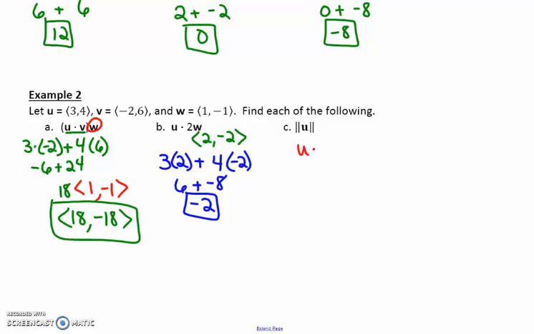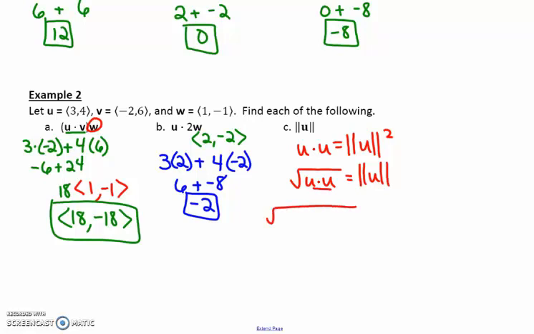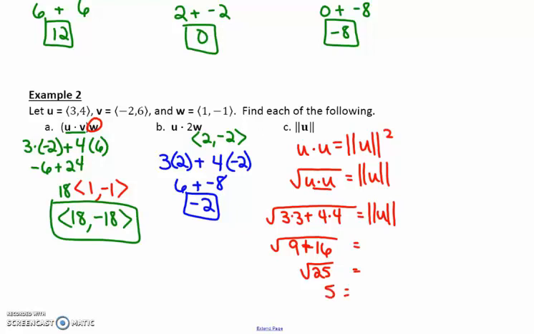So we know that that is the same thing as U times U if we square this. So that's like saying the square root of U times U. And then we can do that dot product there. So U times U is going to be 3 times 3 plus 4 times 4. And when we multiply that, we get 9 plus 16. And that's the square root of 25. So 5 is the answer.